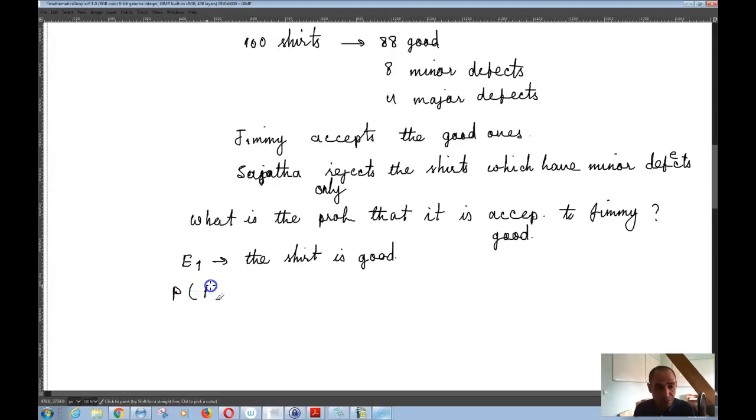And to calculate the probability of E1, I take all the shirts that I have and then only the ones that are favorable to this event, which is 88. So that is 88 out of 100, or 44 to 50, or 22 to 25. Which is the same thing as 0.88. That means that there is an 88% chance that the shirt is good and that the shirt is acceptable to Jimmy.